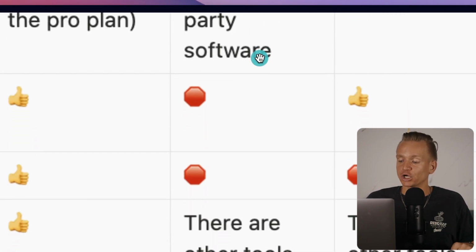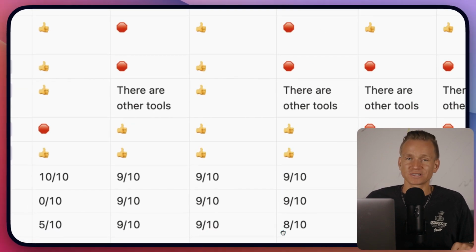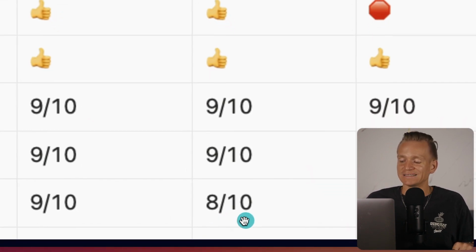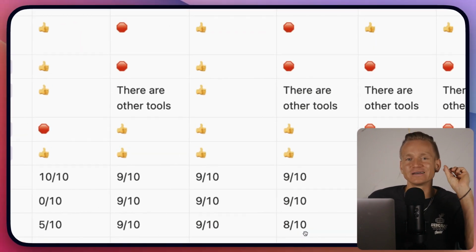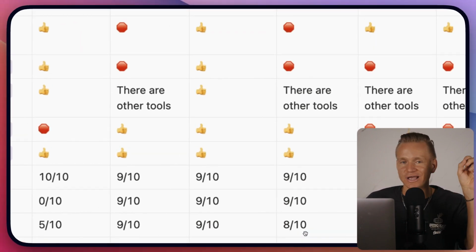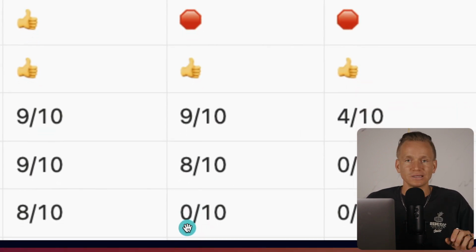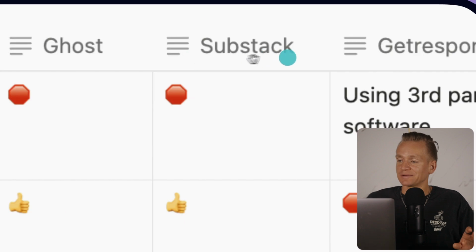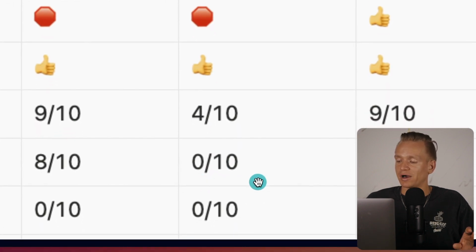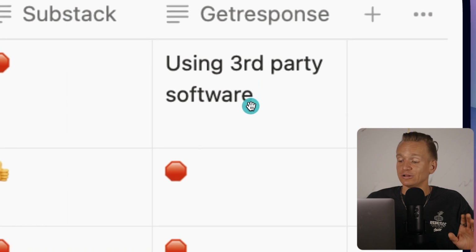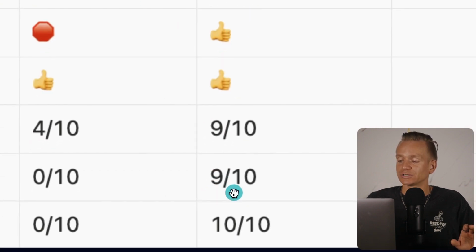MailChimp has a good amount of automations. I will say some of the other softwares have a little bit more. I will give it an 8 out of 10 because it's just lacking a couple of basic triggers and basic automation steps. Ghost doesn't have any automation, so it's completely a 0 out of 10. Substack doesn't have any automation, so it's completely 0 out of 10. GetResponse has a lot of automation, so it is a 9 out of 10.